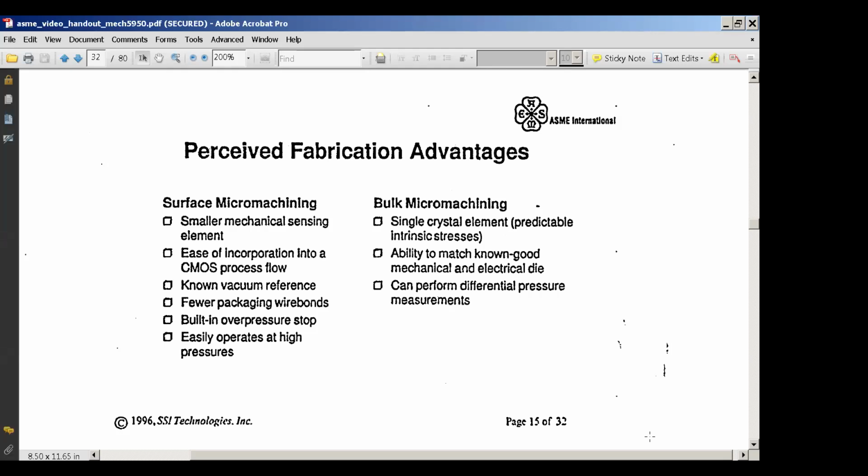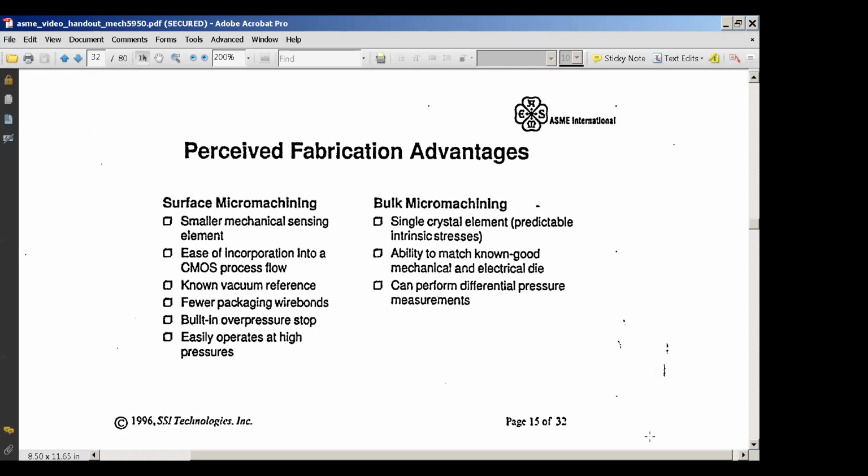In bulk micromachining, the way it is currently done, that is using a mechanical element die and an electronics die separately, one can match a known good mechanical element with a known good electronic die. In surface micromachining, the way we're implementing it, we are beholden to trying to match a good mechanical element with good electronics. And so therefore, yields are not going to be as high as using a two-die approach.